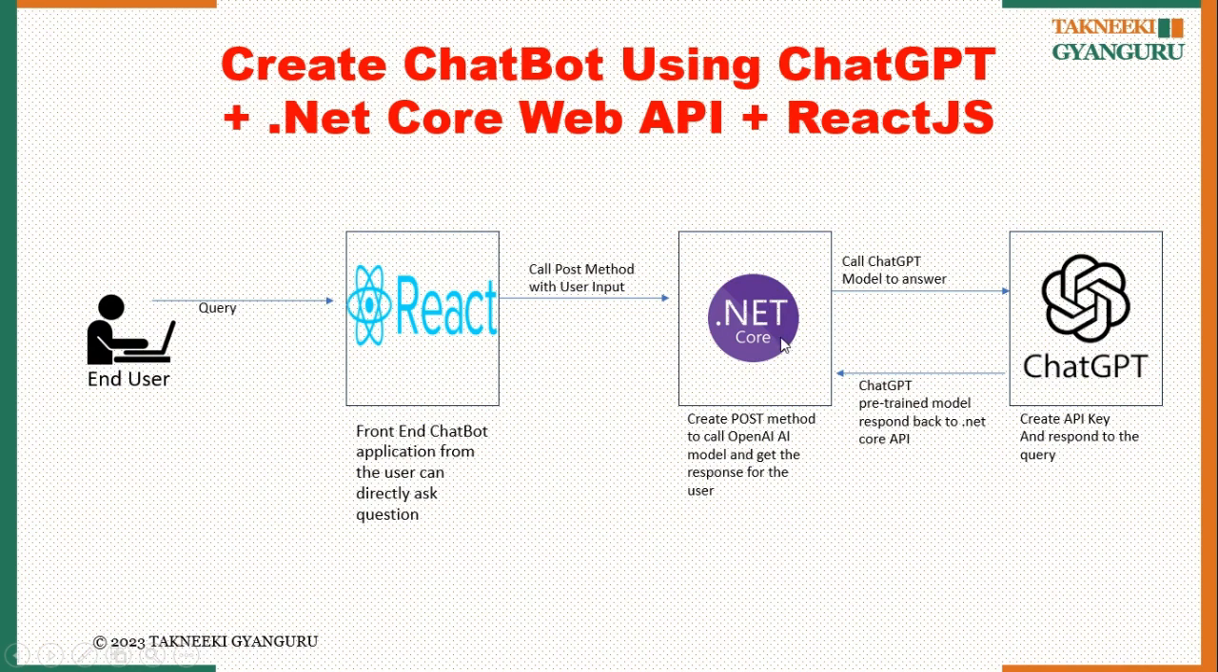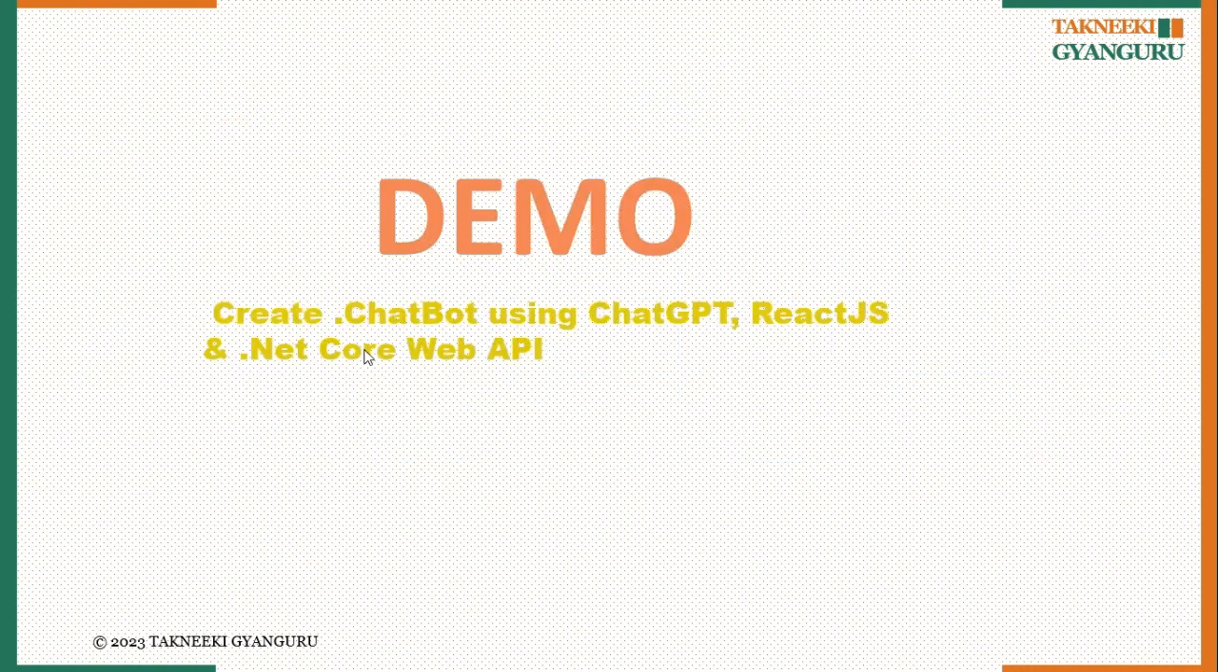Once .NET Core gets the response, it will respond back again to the React.js. The .NET Core API will further respond back to the front-end chatbot, and the chatbot will print the response so that the user can see the response data. So we'll go deeper into the code.